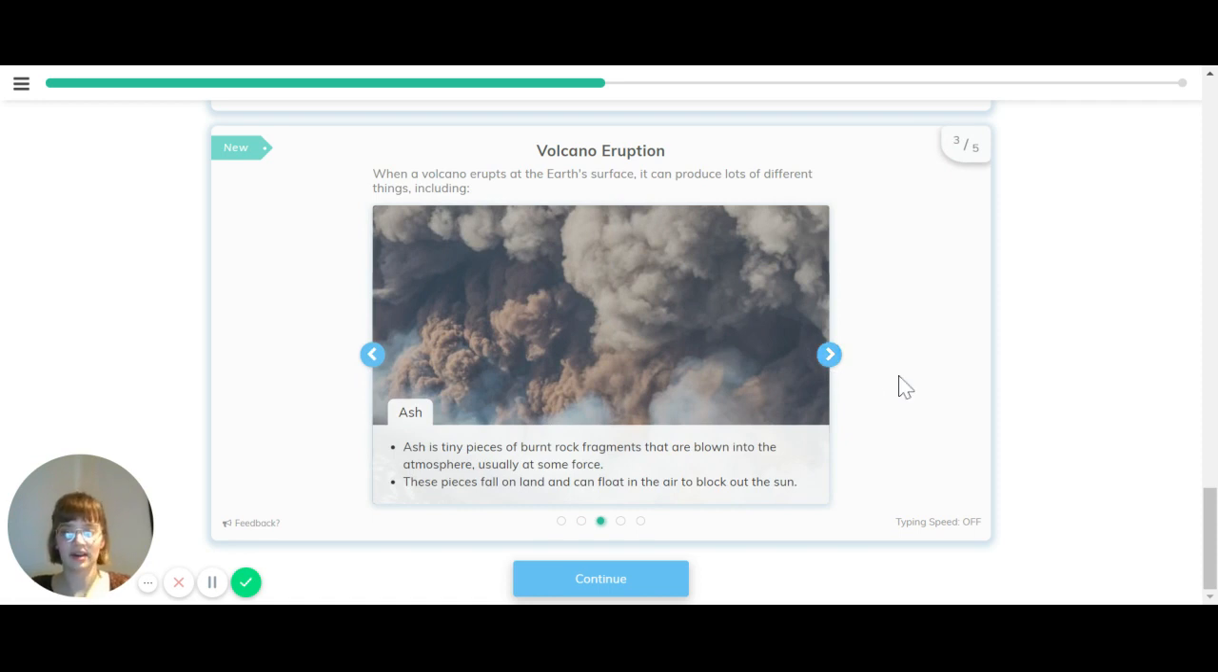Ash is a big thing that volcanoes produce and often are quite famous for. Ash is tiny pieces of burnt rock fragments, and they're blown into the atmosphere. They can fall on land, and they can float in the air to block out the sun and cause all sorts of havoc.